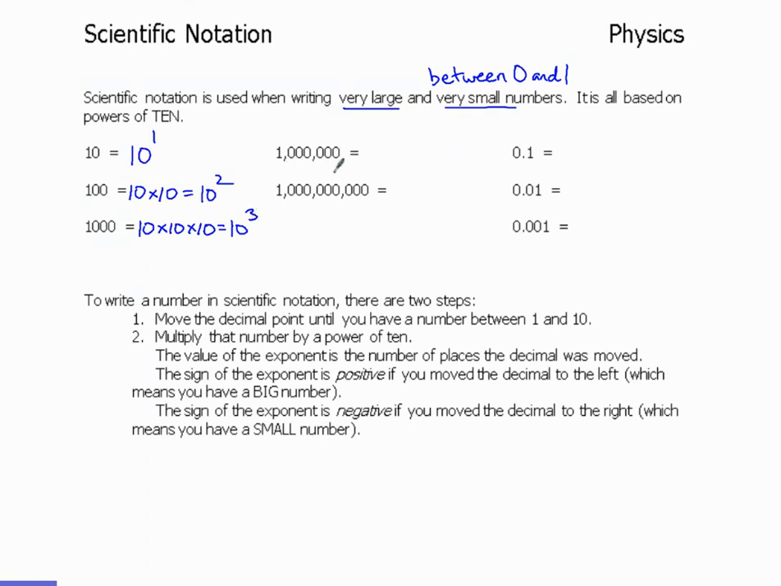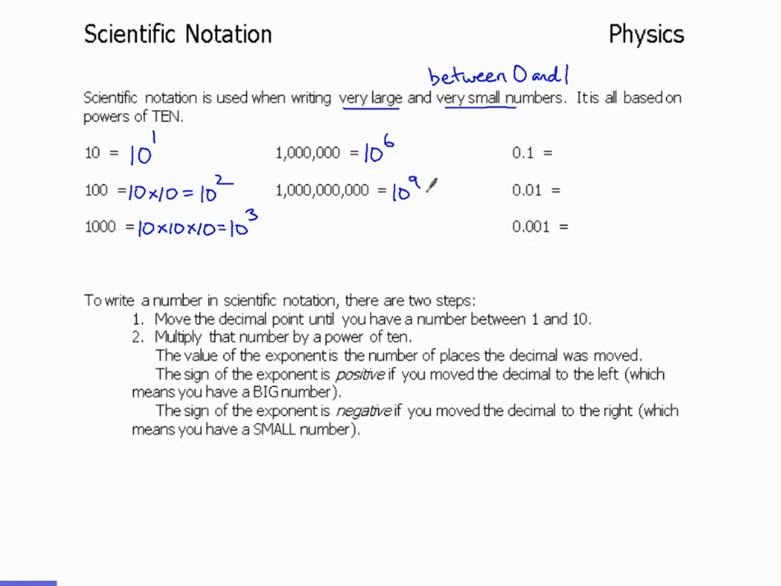Up here we have a million, a 1 with 6 zeros behind it. This is 10 to the sixth power. We have a billion, 10 to the ninth power. These are all what we would consider large numbers. They are all greater than 1.